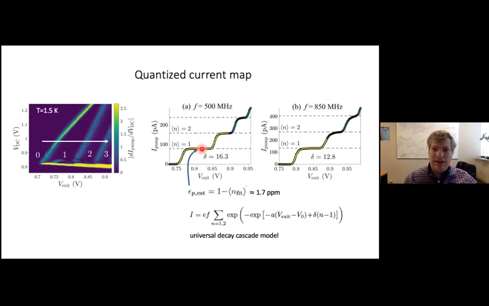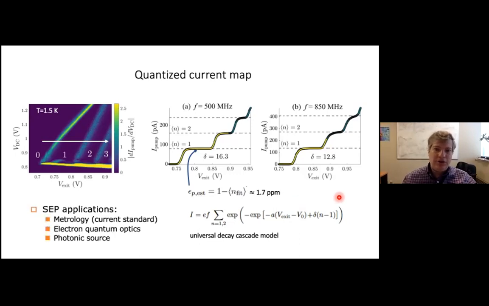And so this gives us an estimated error of around 1.7 parts per million for the 500 megahertz pump. So that would mean that out of 1 million cycles, only an average of around 2 cycles would give you something other than exactly 1 electron. For example, 0 electrons or 2 electrons. Okay, this is just an estimated error, but it's already on par with some of the best pumps in the literature.